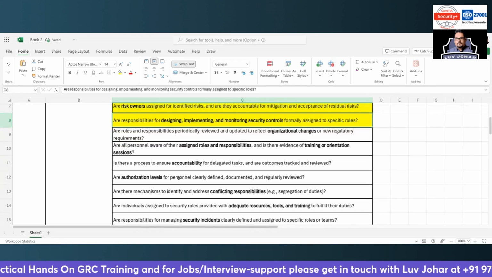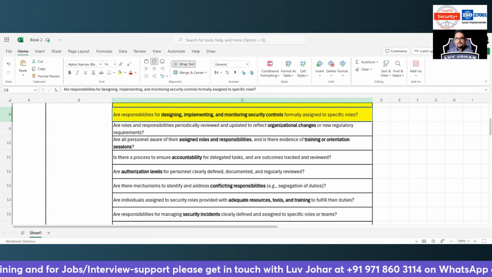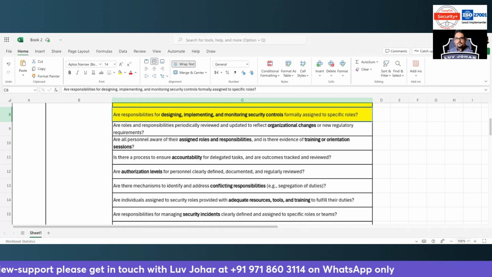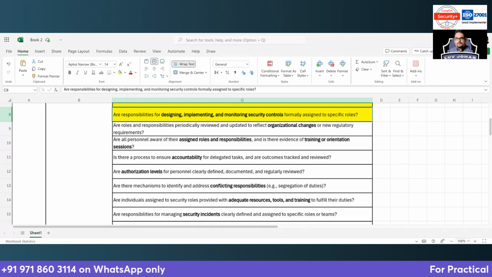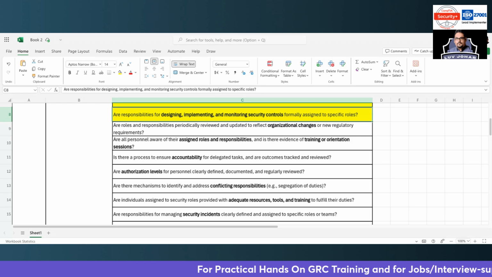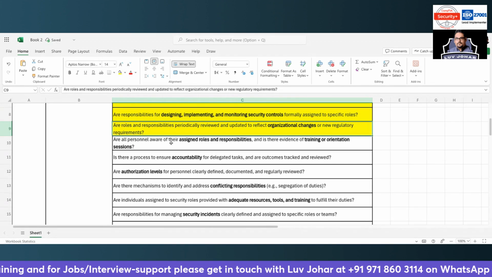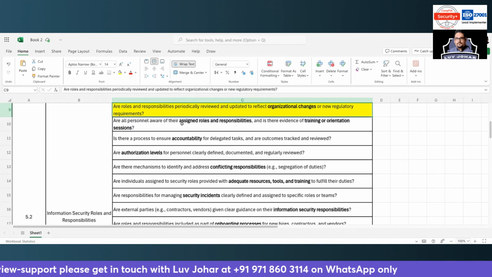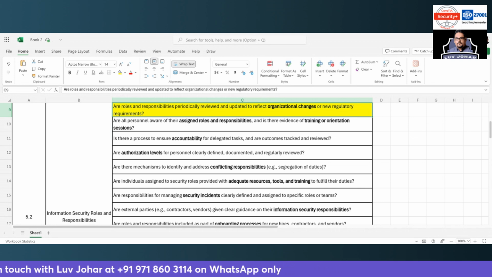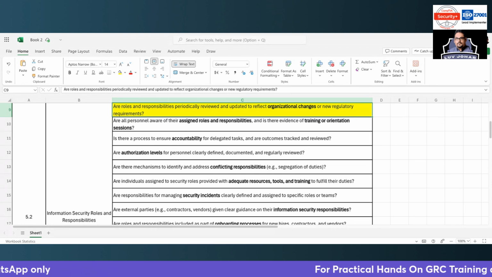Then you need to check: are responsibilities for designing, implementing, and monitoring security controls formally assigned to specific roles? For example, who will be designing the controls, who will be implementing the controls, who will be monitoring the security controls. All these responsibilities should be assigned to individual roles. You need to check whether this is happening or not. Then check: are roles and responsibilities periodically reviewed and updated to reflect organizational changes or new regulatory requirements? For example, if there is a new regulatory requirement, whether you have created a new role in your organization or not.